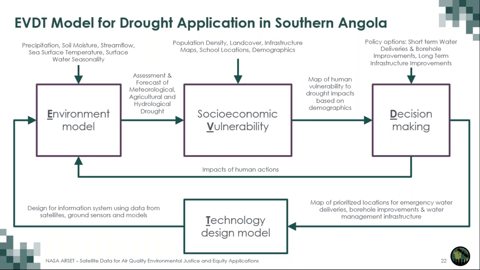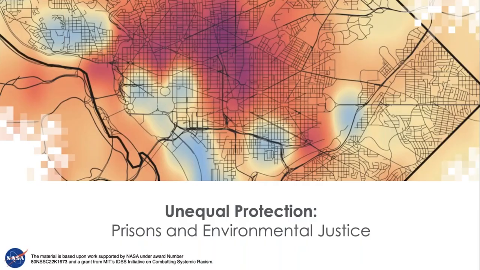I'm now pleased to pass this over to my colleague, Ufoma Oyemura, who's going to continue with an example in her own research. Thanks, Danielle. I'll be talking about an example of how we can apply the EBDT framework to study prisons and environmental justice.